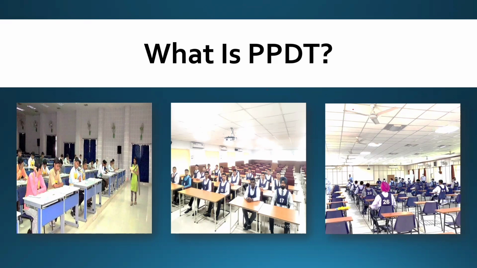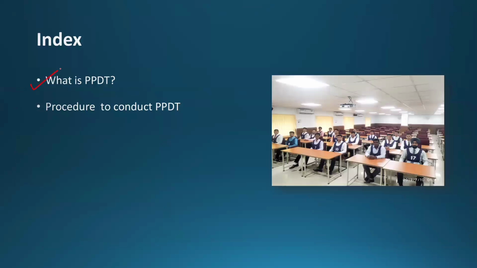PPDT is one of the tests that is conducted in Stage One. If you have seen my previous video, we have discussed the procedure of the SSB interview, where we discussed that SSB is conducted in two stages. Stage One is said to be the screening part. This screening part has two tests under it, PPDT and OIR. OIR is the Officer Intelligence Rating Test, which we will talk about some other day. And today, in this video, we are going to discuss PPDT.